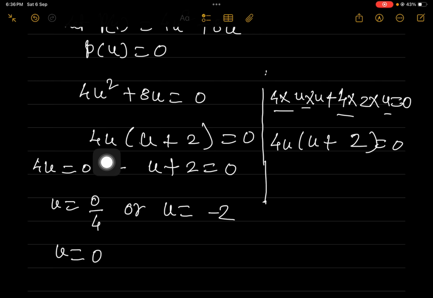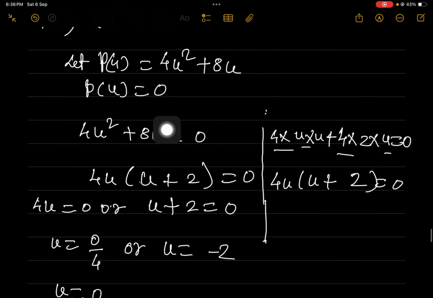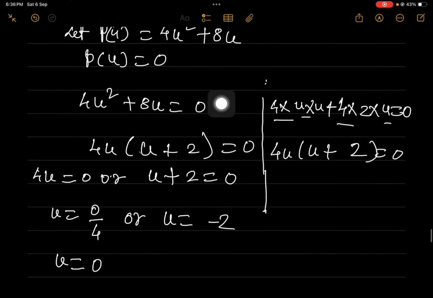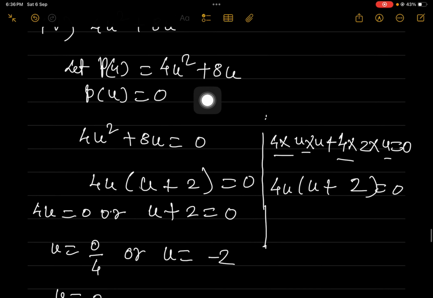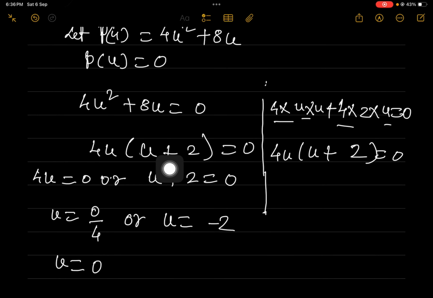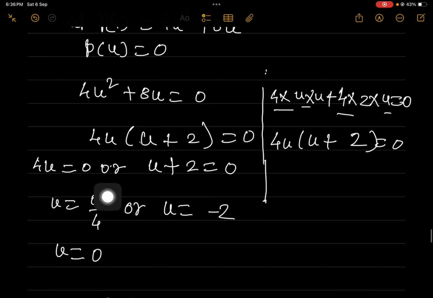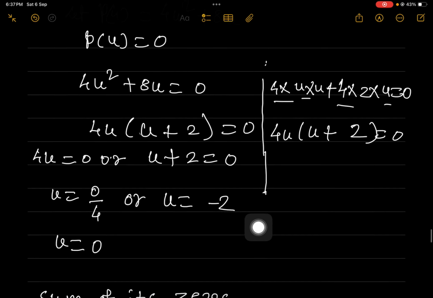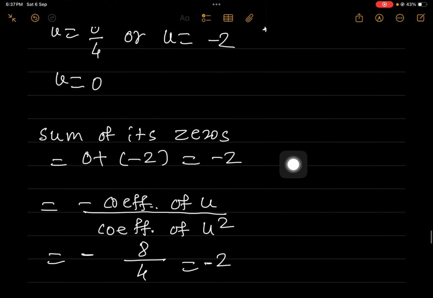Next step, we have 4u equal to 0 or u plus 2 equal to 0. Here the middle term was not there, constant term was not there. So only common we are taking. So we are writing directly, we are getting here common factors. So we did this step, then write equal to 0. So u equal to, this 4u, this 4 is transferred to this side, means 0 upon 4. 0 upon 4 means it is 0 only, or u equal to, this plus 2 coming this side, it becomes minus 2. Then verification we have to do. Sum of these zeros.